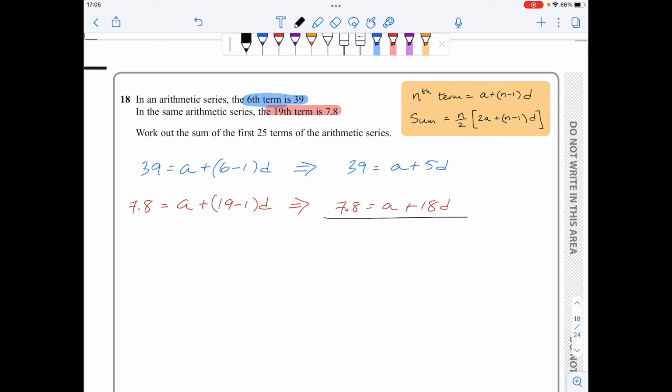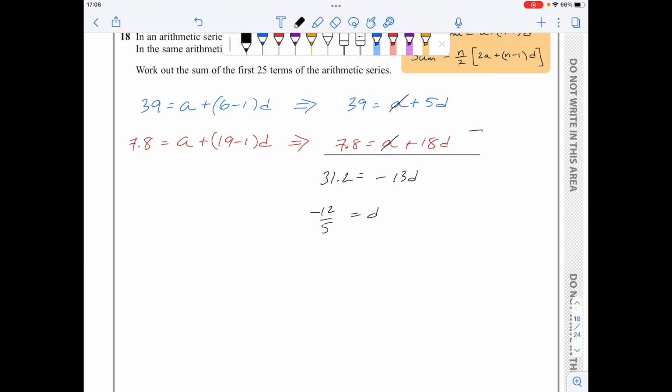And let's solve this simultaneously. I will subtract, the a's will cancel out. 39 minus 7.8 is 31.2. 5d minus 18d is minus 13d, which means that d is equal to minus 12 over 5. And if I use the blue formula, I get 39 is equal to a plus 5 times this minus 12 over 5. If I solve for a, I will get a is equal to 51.